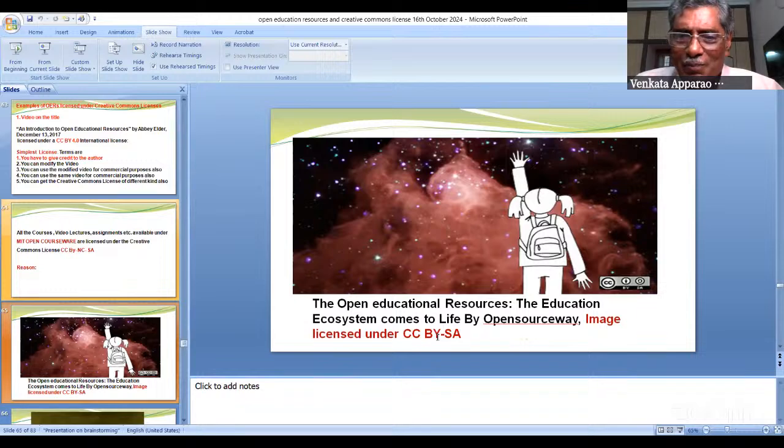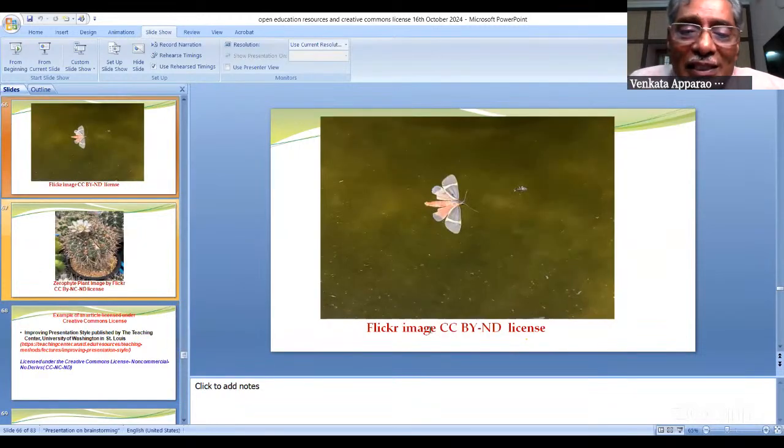This is another example. This is a Flickr image. Flickr images are very, very popular. They are available in Google Images. This is licensed under CC BY ND, no derives. You cannot modify this image at all. A fly is going to catch a very small, the smallest insect, right? Very good, very nice image. It is licensed under CC BY ND.